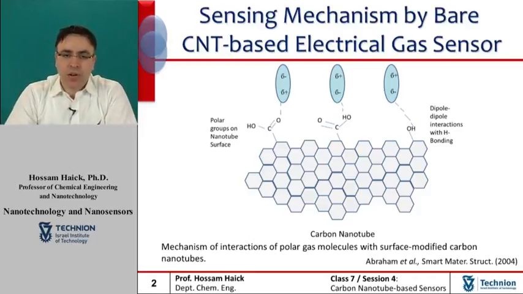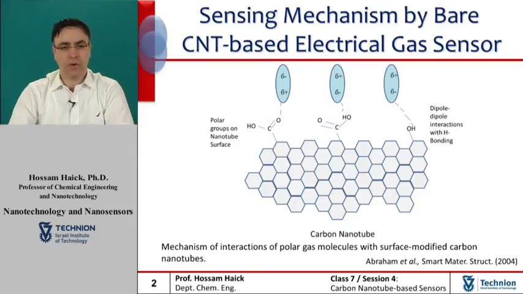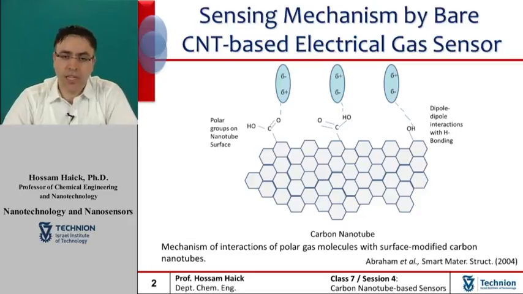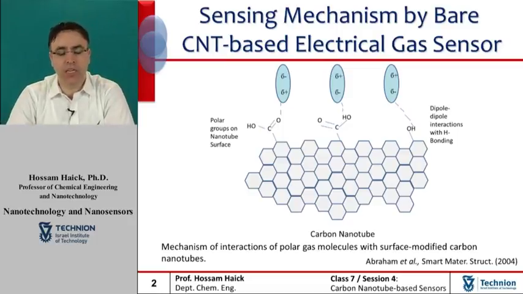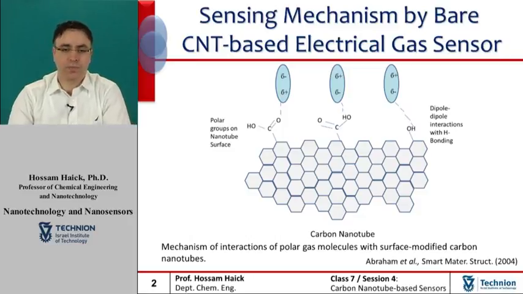Bare carbon nanotubes interact non-selectively with numerous gases, typically with large binding energies, thus resulting in long gas deposition time constants. Therefore, sensitivity, selectivity, and reversibility improvements for carbon nanotubes can be achieved by creating defects along the sidewalls of the carbon nanotubes, and these can be introduced by various chemical and physical treatments as well.